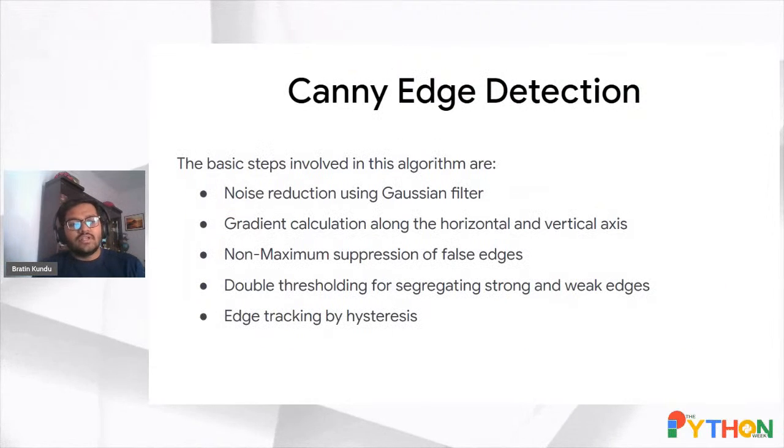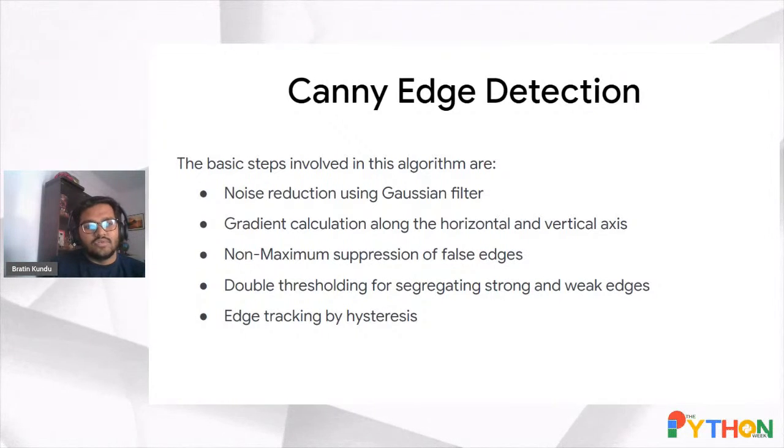So here is what Canny Edge detection is all about. It is a popular algorithm, which was developed by John F. Canny, and it has many steps involved for edge detection. Here are the five mentioned. The first one is noise reduction using a Gaussian filter. We saw the Gaussian blur; similarly, you have a Gaussian filter that removes the noise from an image.